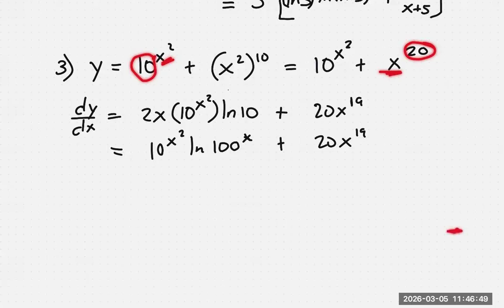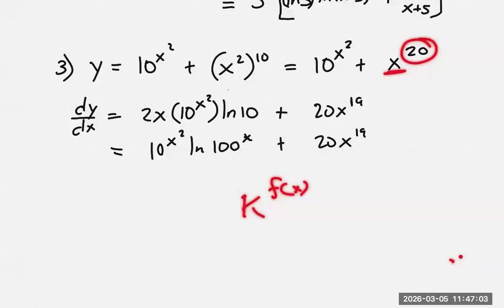Right. But he was wondering why we didn't use the exponential rule. Okay. But the exponential rule only works when you have a constant number raised to a function. So this time it's a function raised to a constant. Get it? Yes, sir. You get it now? Yes, sir. All right, cool.